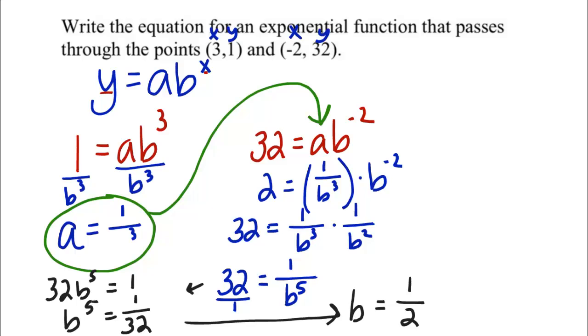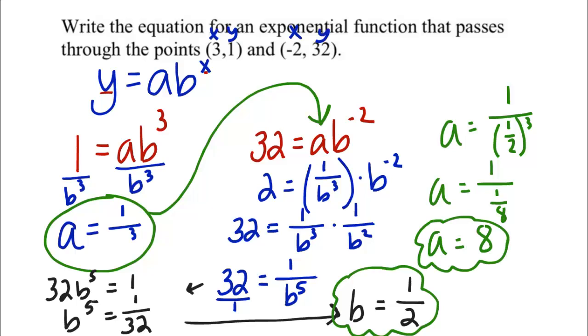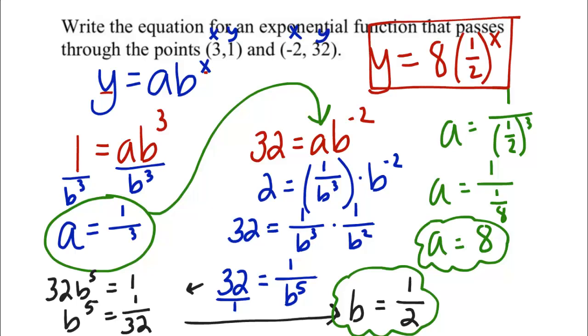We're not quite done because we have b, but now we have to find a. So I'm going to use what's in the green circle to plug back in. a equals 1 over b cubed. 1/2 cubed is 1/8. 1 over 1/8 is a. 1 divided by 1/8 is just 8. So we have our b, we have our a, we can write our exponential model. I'm just going to write it right at the top here. y equals a times b to the x. This was our final answer.